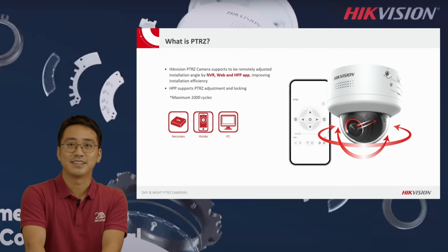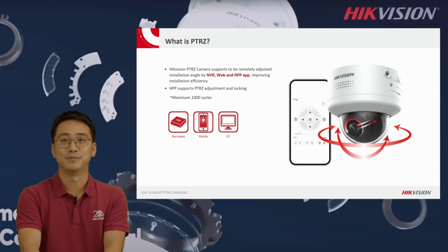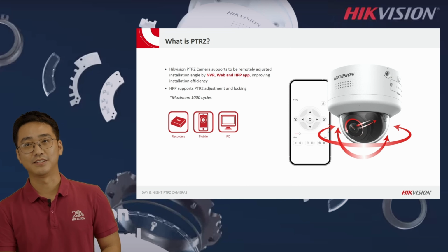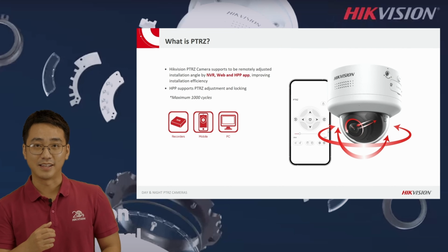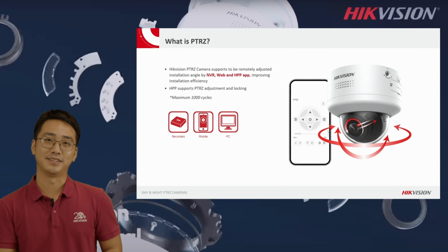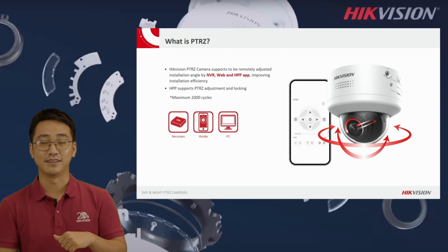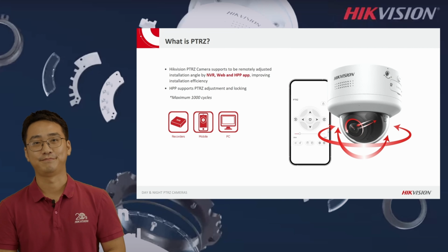Anyway, since PTRZ is actually a dome camera, the motor is mainly designed for remote convenience when initially installing it. We don't encourage you to use it as a regular PTZ. So bear in mind that the maximum cycle we suggest is around 1,000 times of making the motorized movements. Otherwise, the motor may reach its end of life.